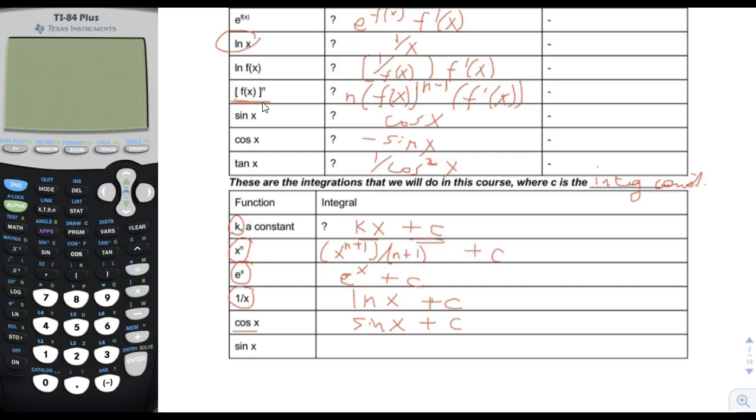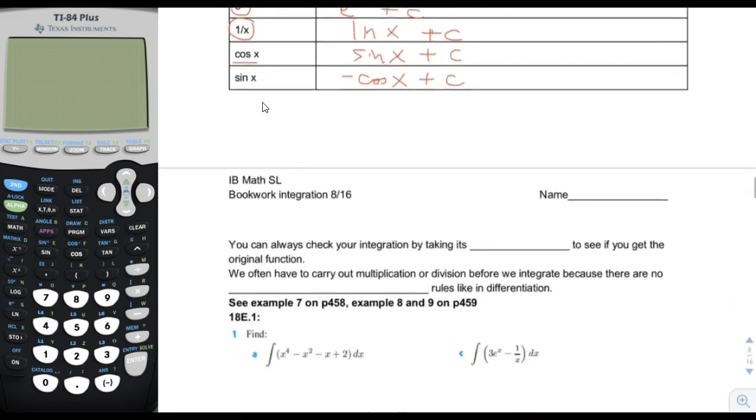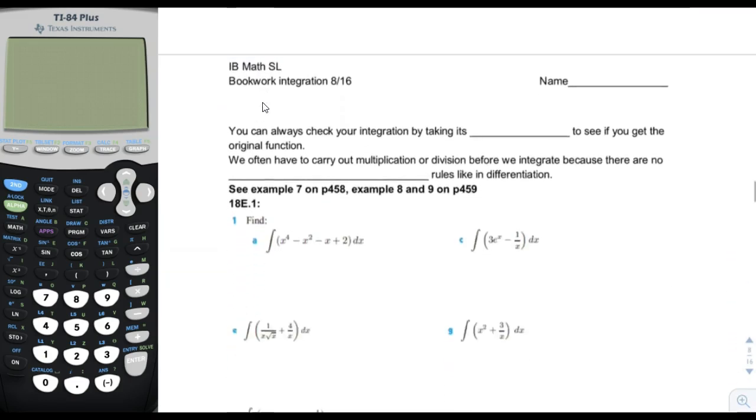And the derivative of negative cosine x is going to be sine x, because remember the derivative of cosine is negative sine, so the derivative of negative cosine is positive sine, so makes sense, right? And that is it for this page. Page 8, let's apply some of these rules.